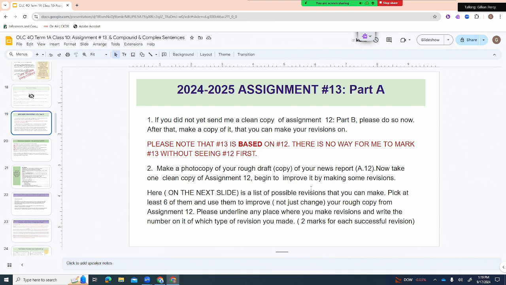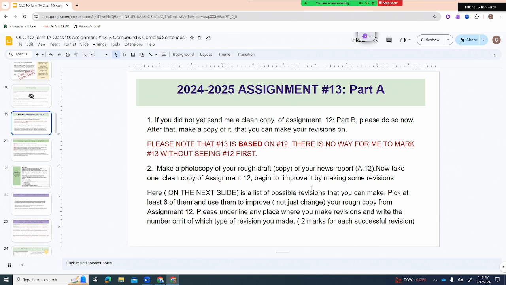On the next slide, or actually about 2 slides from here, I'm going to give you a little list of some possible revisions that you can make. And I want you to pick at least 6 of them and use them to improve your rough copy from assignment 12. I was trying to explain this assignment to one person one time, and they just thought the idea was to change it. And I felt sad because they actually made their writing worse. Because they just kind of went from one word to another word, and they weren't really getting the overall idea.